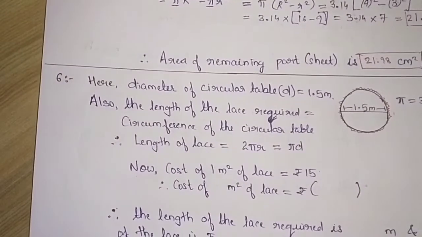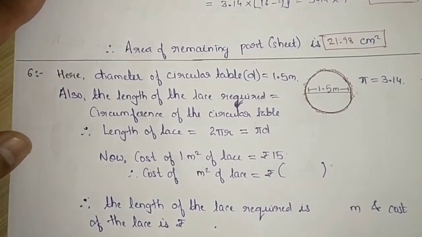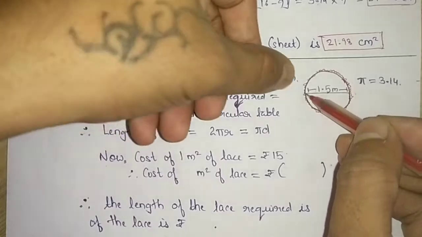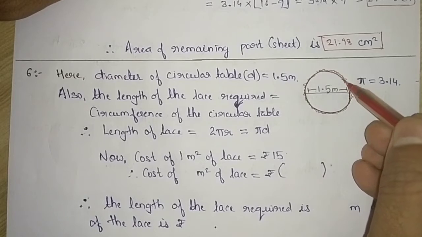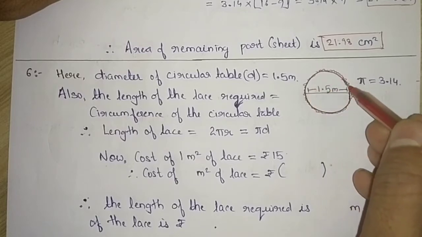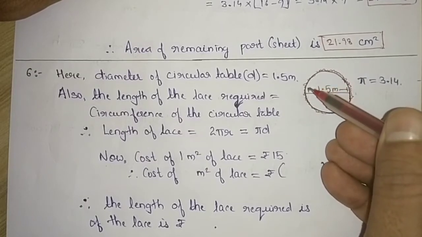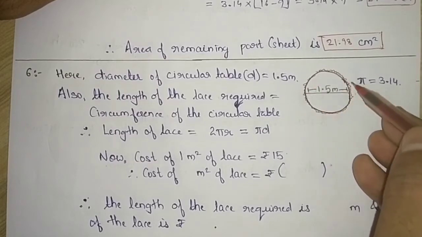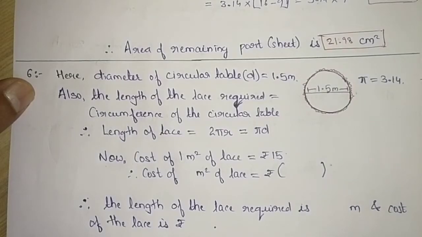What have they told? We are interested in finding the length of the lace. And if you look carefully, if I start from this point and start to place the lace at the boundary, where am I placing the lace? Is it the circumference of the circle? Yes. So what will be the length of that lace? It will be nothing but the circumference of the circle. So if we calculate the circumference of the circle, we will get the length of the lace.